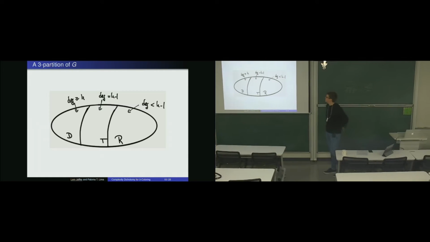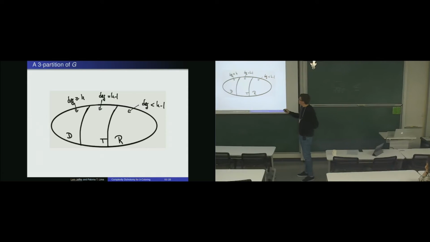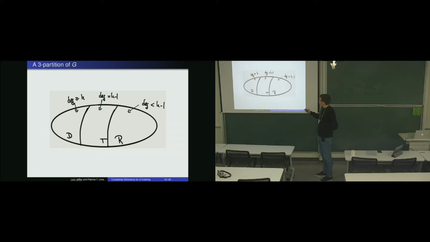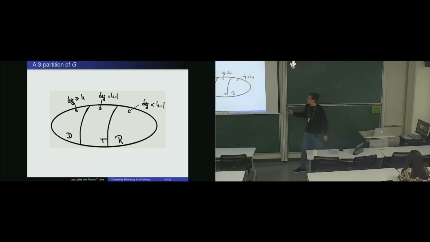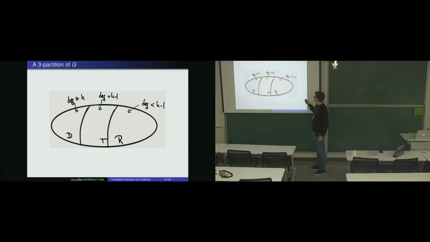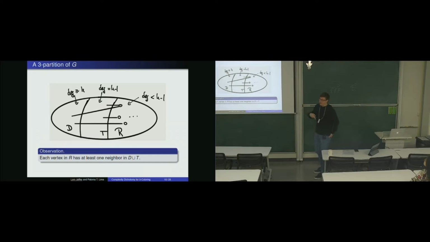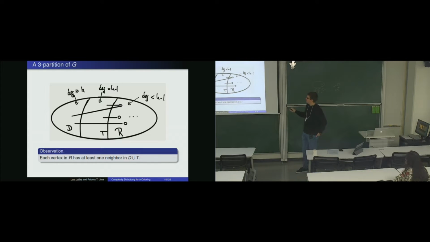So let's look at our graph and partition the vertex set of the graph into 3 parts. First, we have the vertices of degree at least k. This is the set D. The set T is the set of vertices of degree exactly k minus 1. And R, the rest, these are the vertices of degree strictly less than k minus 1. So, because we applied this reduction rule, we know that every vertex in R has at least one neighbor in D union T. Right? Because if not, then we can remove it.